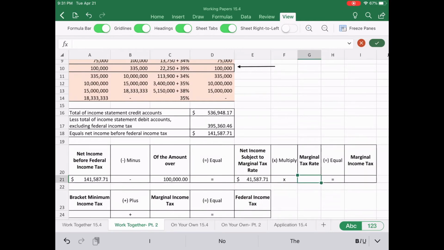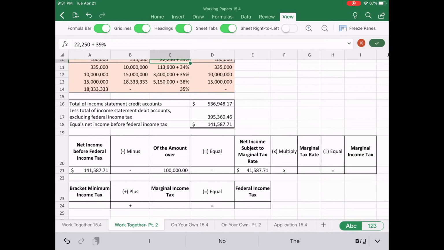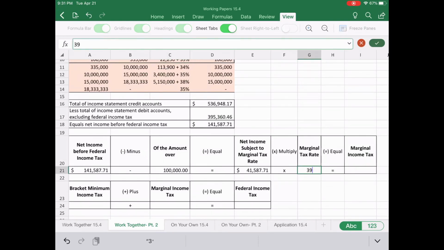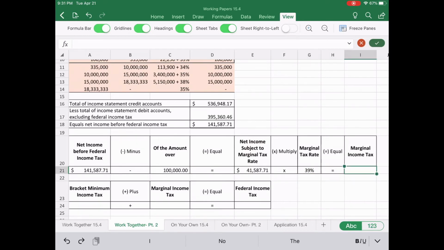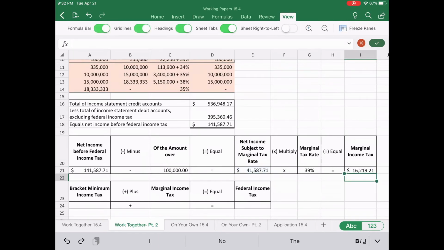So our marginal tax rate, again, come up here on this line, tax rate schedule, it's 39%. So we fill in 39%. Okay, and then we calculate the marginal income tax. So it's just that calculation equals this times 0.39. And our amount is $16,219.21.